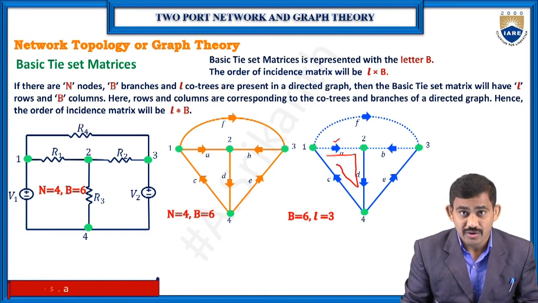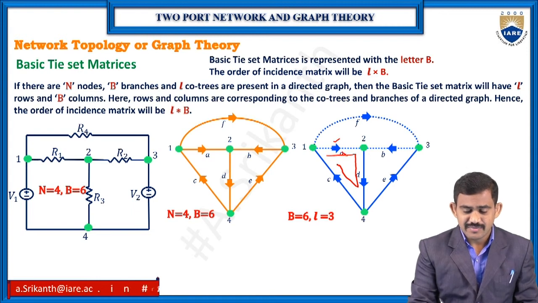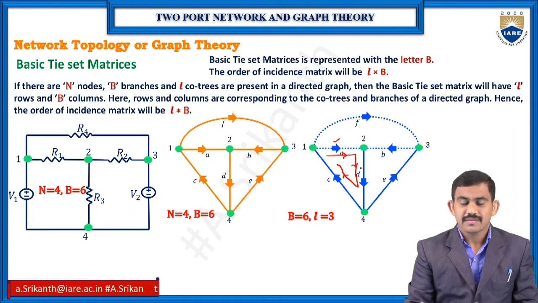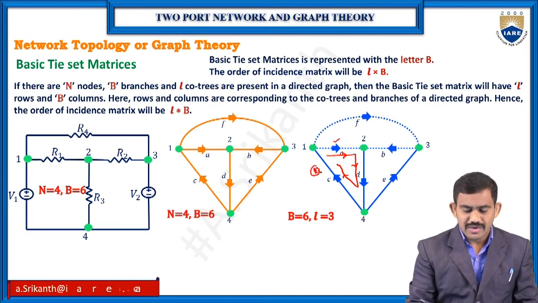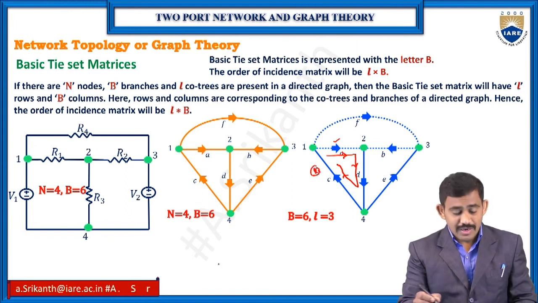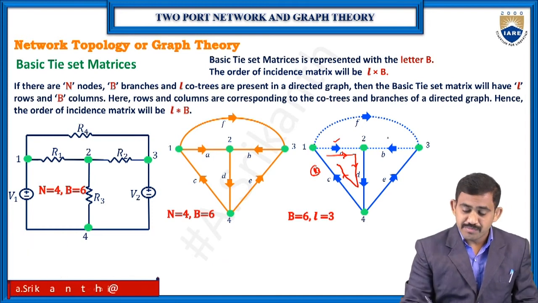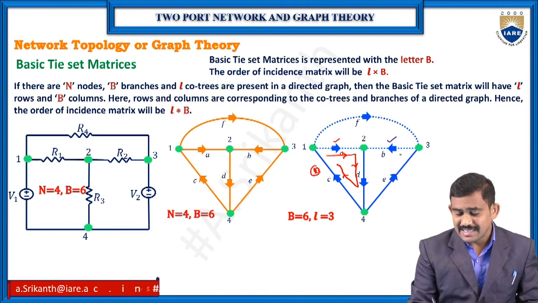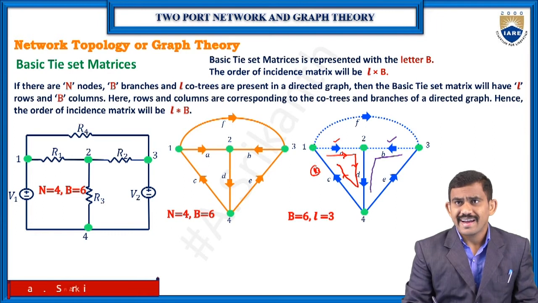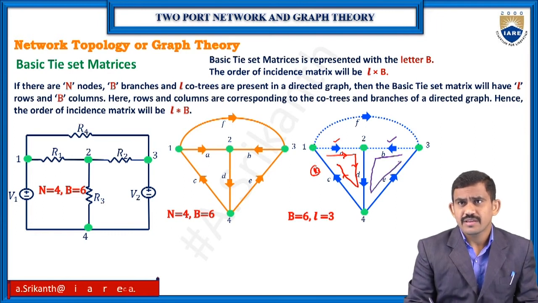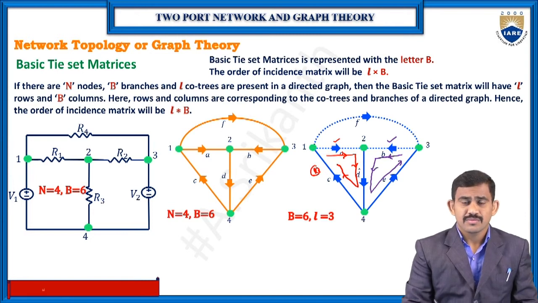Which direction do I need to follow? My direction is the co-tree direction, so that is the A direction. This is my direction, and this is your loop 1 value. Coming to one more loop, I have one more co-tree, that is the B co-tree, and this is my loop: 3 to 2, 2 to 4 and 4 to 3. This is my direction for the B co-tree.